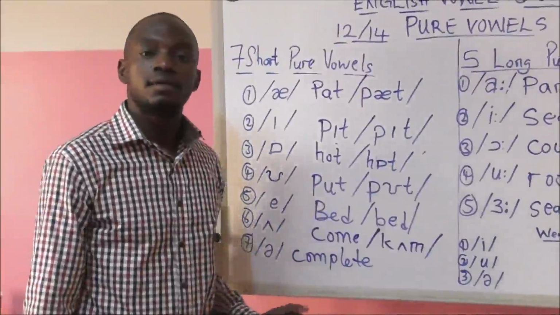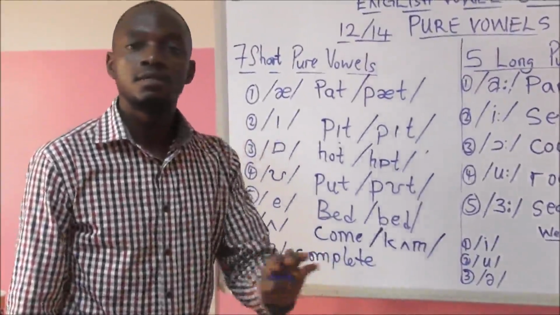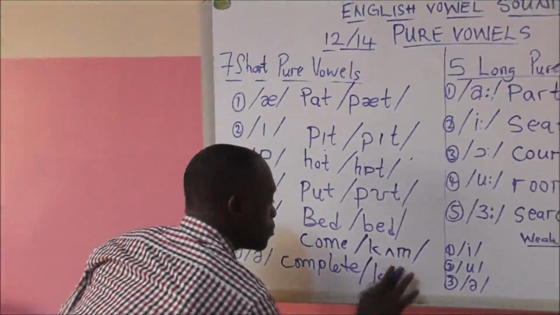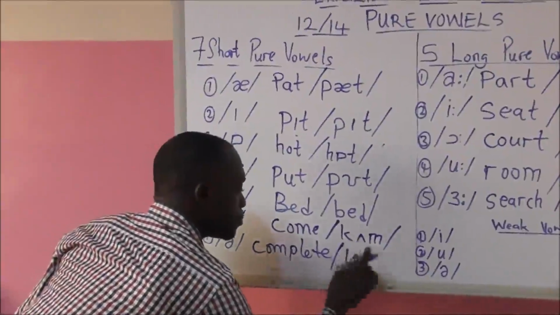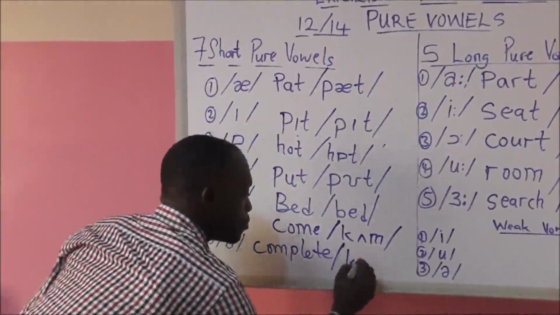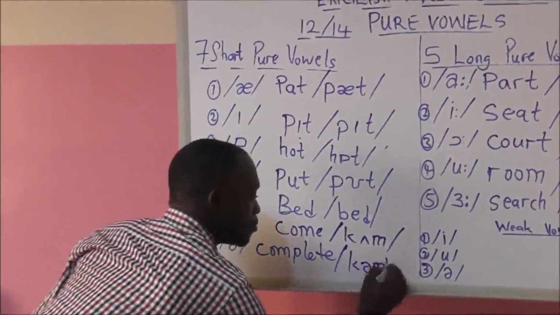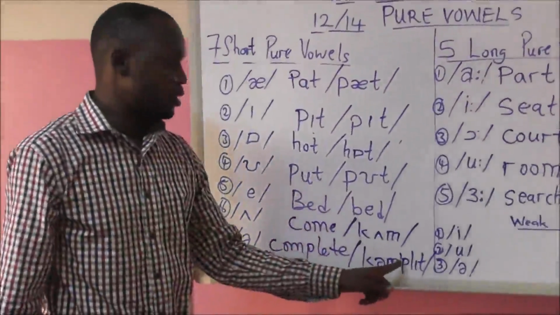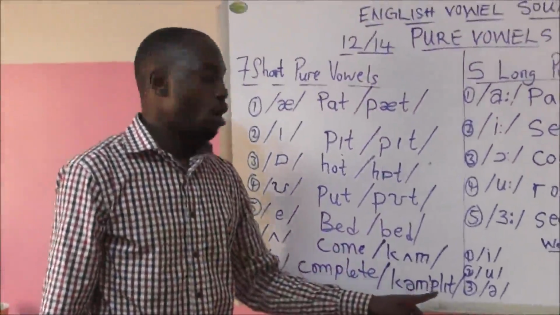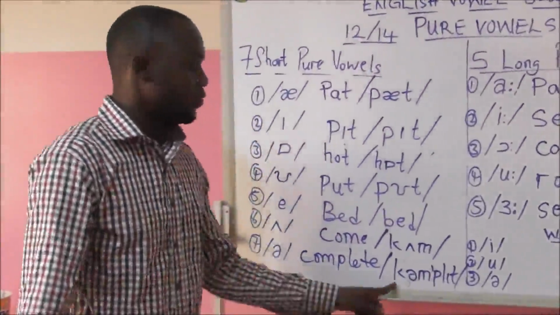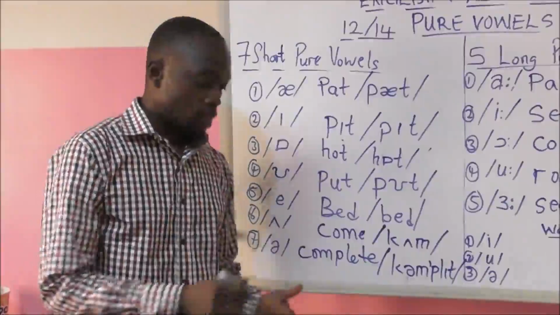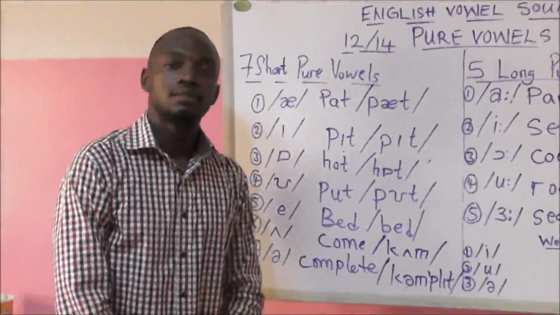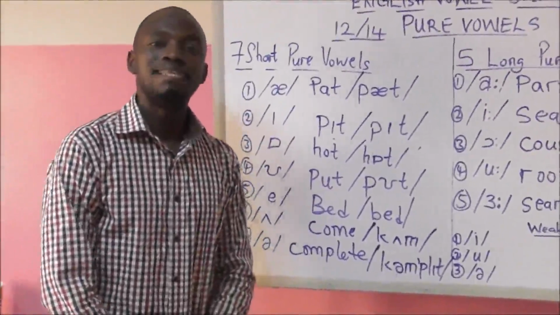complete, complete. This sign here shows that there's a stress on the second syllable. So the first syllable is without stress. That is why we have the short sound. So it is complete, complete.